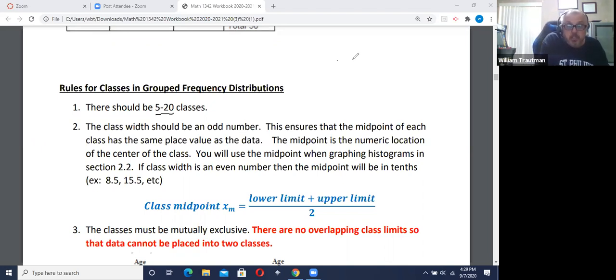The class width should be an odd number. So that's kind of important. That helps on the midpoint, so the midpoint is not a decimal. If your width is an even number, then your midpoint will be a decimal. But it really helps. It says your class width should be an odd number. Doesn't say it has to be, but it should be. This ensures the midpoint for each class has the same value as the data. In other words, the midpoint is not a decimal.